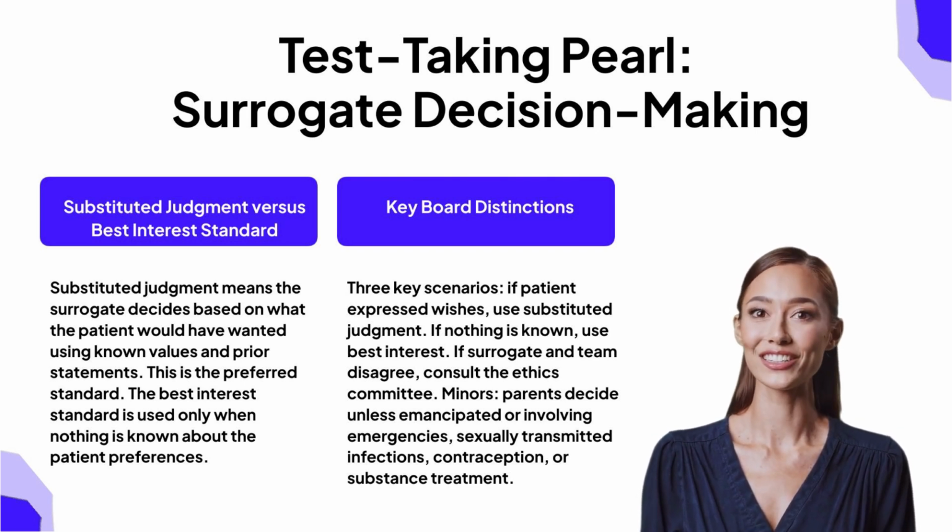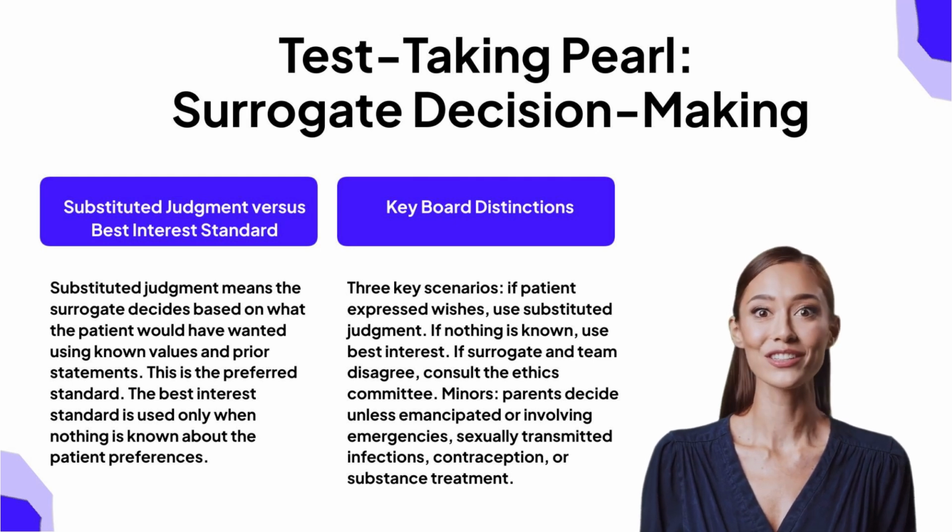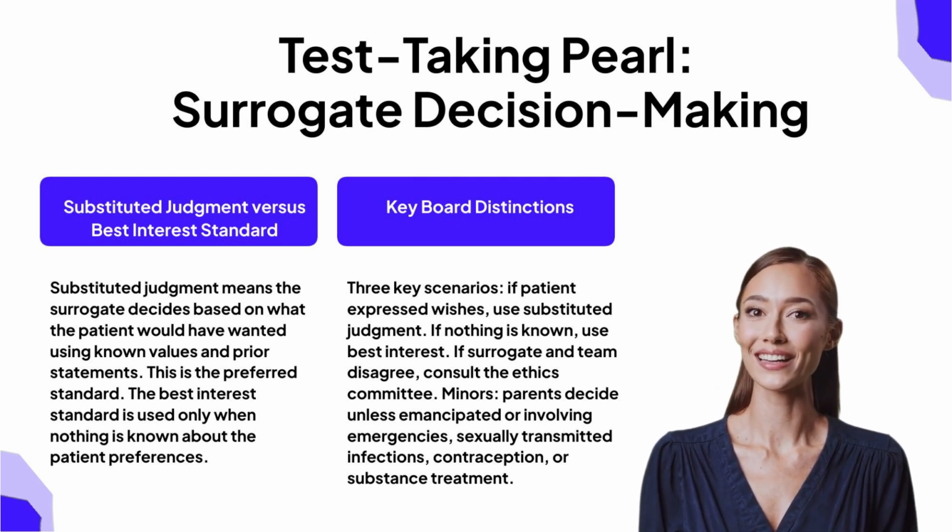Second, the best interest standard. This is used only when nothing is known about what the patient would have wanted. In that case, the surrogate should act in the patient-objective medical best interest.